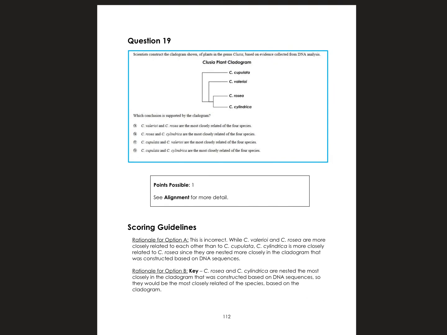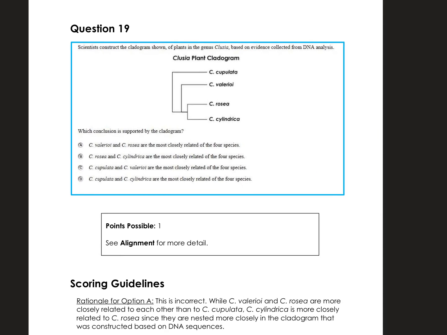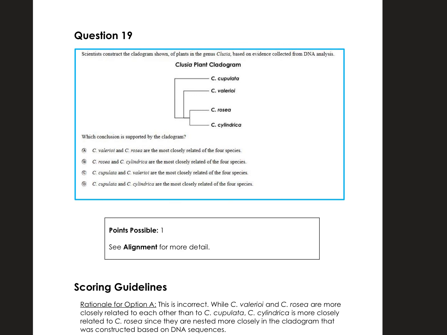Number 19. Scientists construct a cladogram. They show you the cladogram here. It's based on evidence collected from DNA analysis. The genus is Clusia. These are all related, so these share a common ancestor. These are more closely related than these. And these 3 are the least related to this one. The least number of similarities is here. The next least is here. These 2 are very similar to one another, the closest relatives. That's how I would read this cladogram.